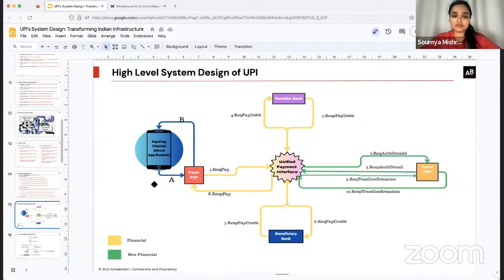So say you are doing a transaction, your PSP is going to be called the payer PSP, which takes care of this transaction. Now what is going to happen is that a payment request is going to go to the UPI interface.